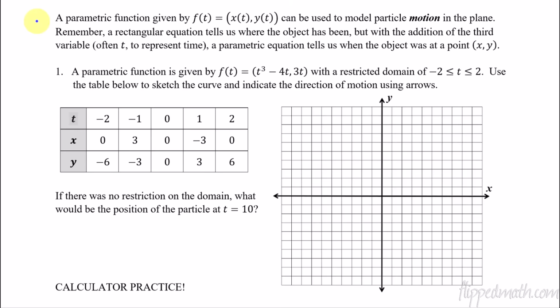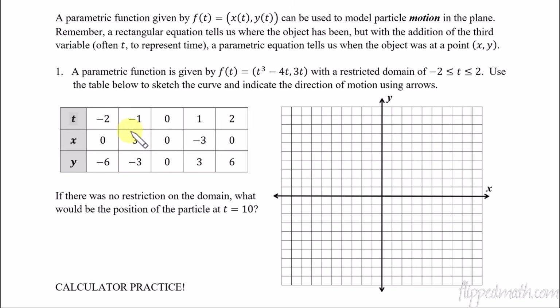So we're going to do a couple things today, including using a calculator. So you will need to have a graphing calculator for today's lesson because we're going to practice some stuff there. We're going to look at this first one, t cubed minus 4t for the x value, and then the y value is going to be 3t. Now we will have a restricted domain from -2 to 2. And I've already set up a table for you, so we don't need to figure out all the x's and y's. That's done for you.